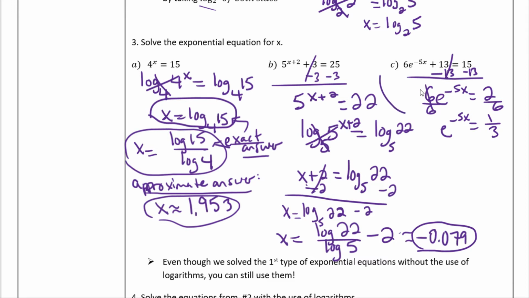Now, how do I get rid of the e here? Well, the only way to get rid of e is to do the log base e, or the natural log. Remember, the natural log is the same as the log base e. So I'm going to do the natural log of both sides. And now the natural log and the e will cancel.